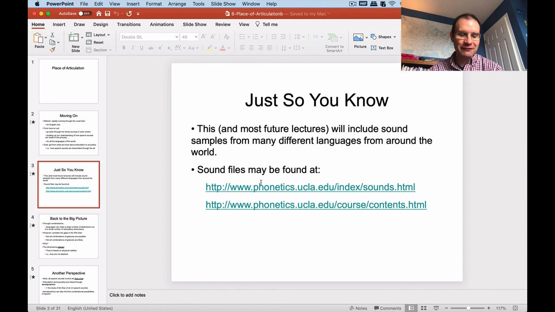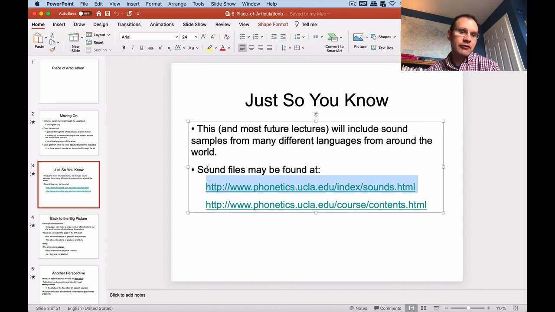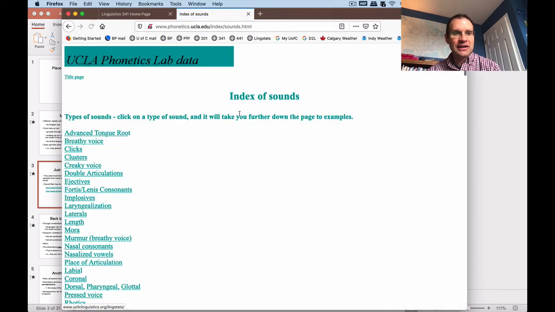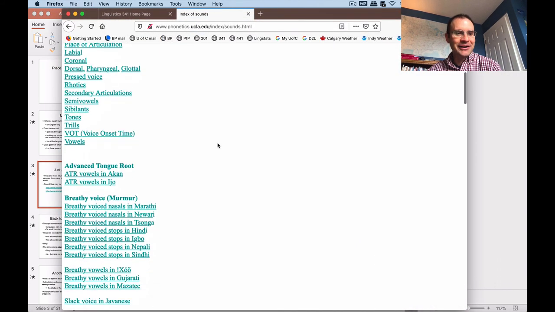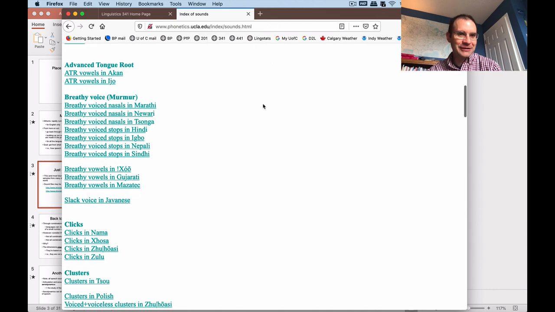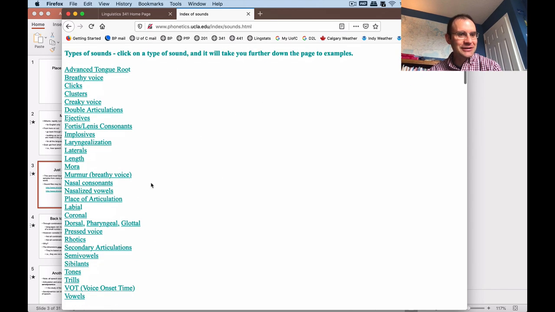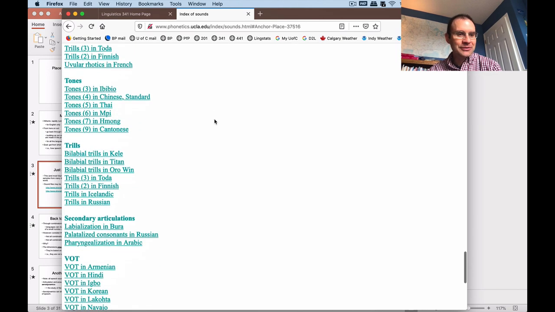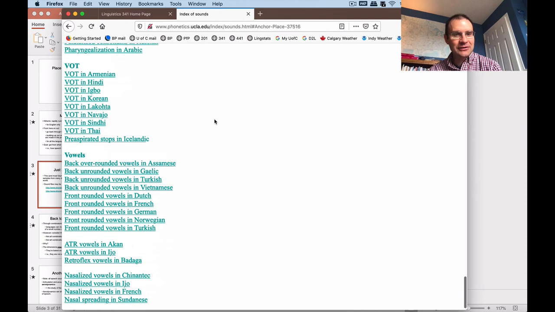But most of the sound file examples I got, not all of them, but most, are from the UCLA Phonetics Database. So you can check this out. It's got a lot of different features that you can listen to. Here's some for place of articulation that we'll listen to today. So on and so forth, tones, trills, VOT, and so on.